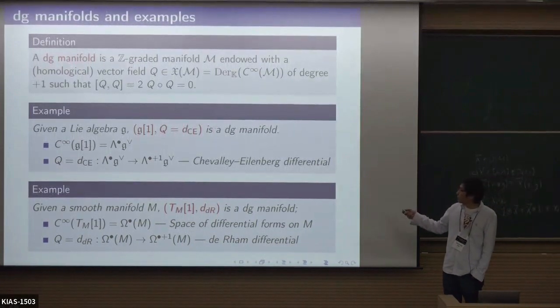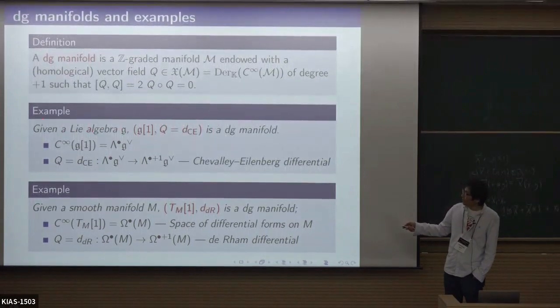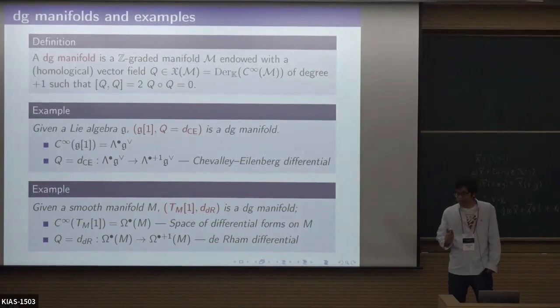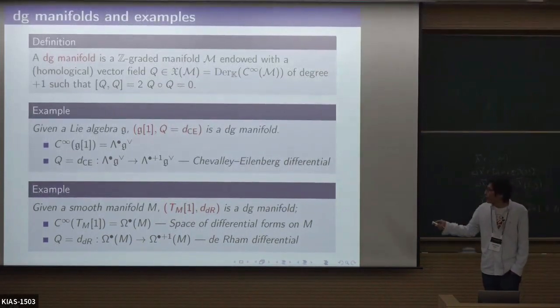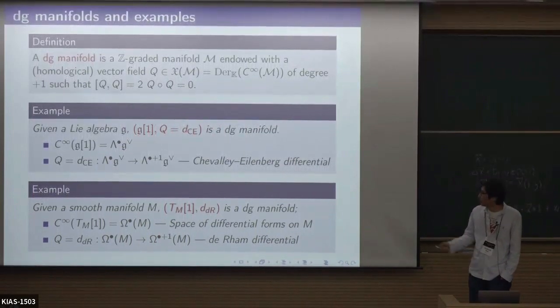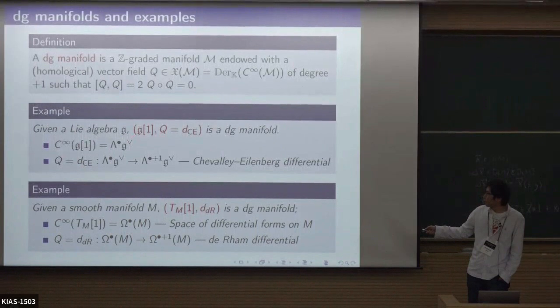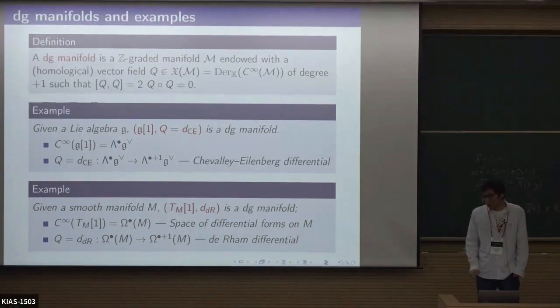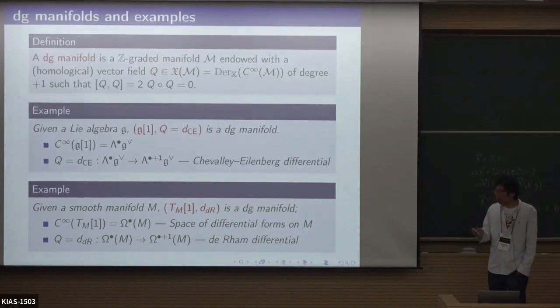Right, so there are several examples. One example is a Lie algebra. Starting from a Lie algebra g, by g shifted by 1 we mean a graded vector space whose elements are all in degree -1. This is just a notation. And we want the vector field on g shifted by 1 to be the Chevalley-Eilenberg differential, in a way that smooth functions are the wedge powers of g dual. Then Q is the Chevalley-Eilenberg differential on this space, so that C-infinity of g shifted by 1 with Q becomes the standard cochain complex for Lie algebra cohomology.